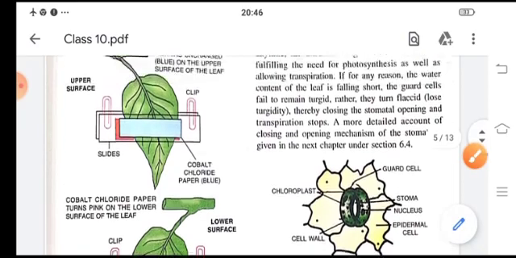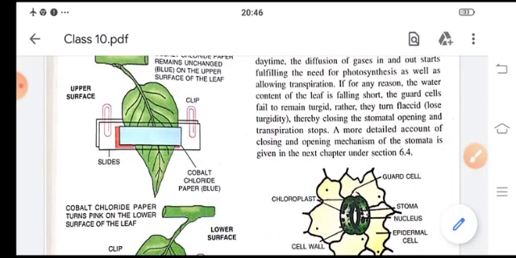After a few hours we will see that the cobalt chloride paper which is present below the surface of the leaf turns pink, whereas the paper which is present on the upper surface of the leaf also turns pink, but it takes much longer time as compared to the paper on the lower surface of the leaf. This shows that more stomata are present on the lower surface of the leaf, and the transpiration is faster on the lower surface of the leaf.